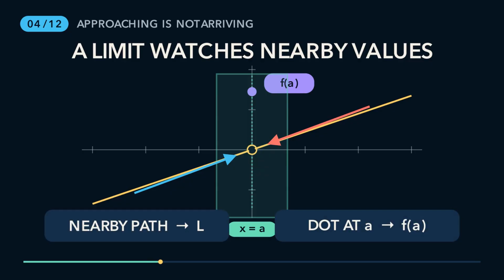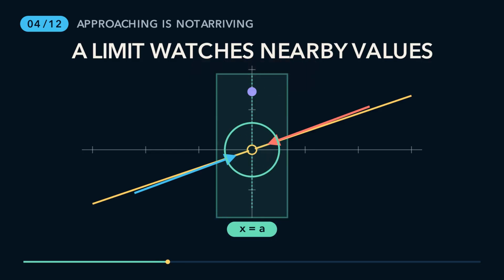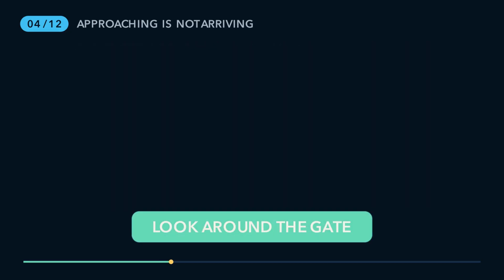So the value f of a can be missing, different, or perfectly ordinary. The limit only asks where nearby values are being forced. This is why a graph can look broken at one point while its limit remains certain. Focus your eyes around the gate, not only on the dot at the gate.